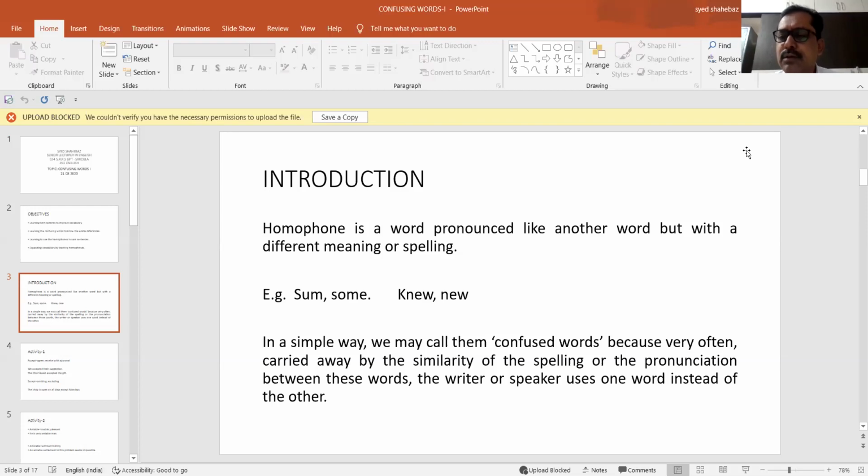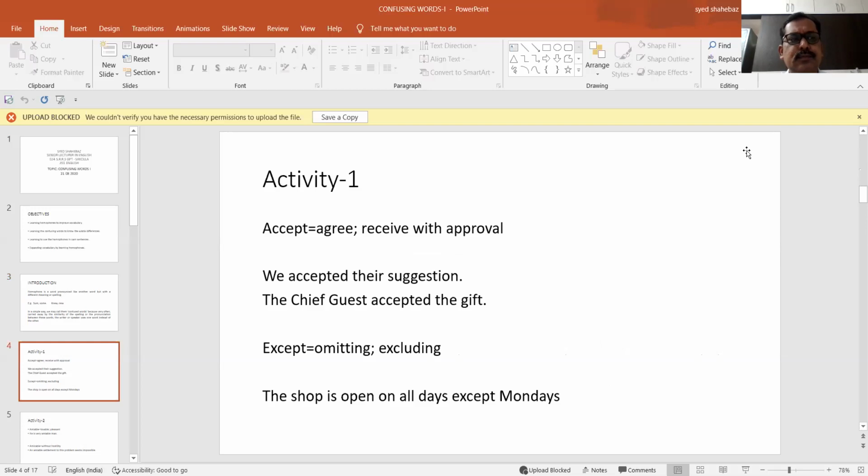So the meanings of those words are given, and the illustrations, the examples, are given. We used those words in our own sentences to bring out the meaning of the sentences. So this is the introduction of this lesson. Now let us see the homophones, the list of homophones, their meanings and usage.